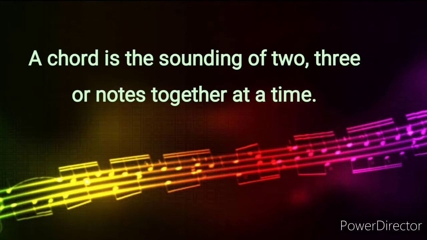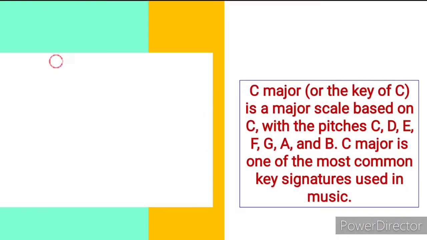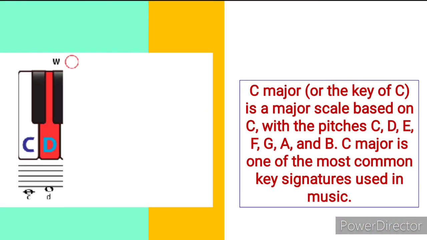A chord is the sounding of 2, 3 or more notes together at a time. You have to sound them. You have to strike them. They are not single notes. Yes, they might be single notes, but if you want to have a chord, you will sound them together. A chord can be the first, can be the third, can be the fifth or the eighth. Okay, so that's what a chord is, sounding of 2, 3 or more notes together.